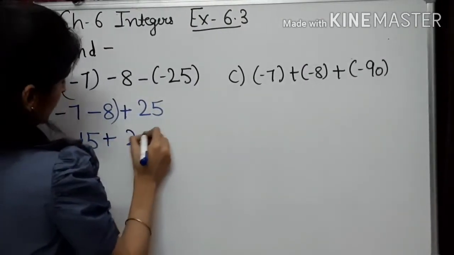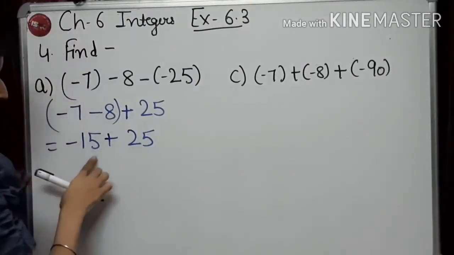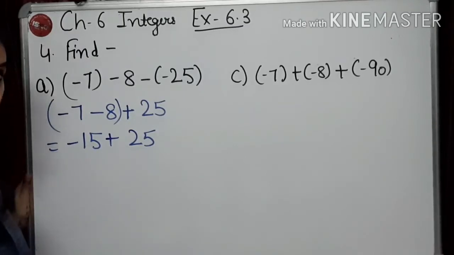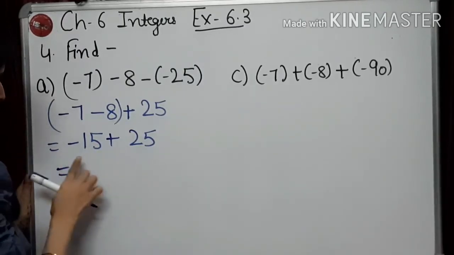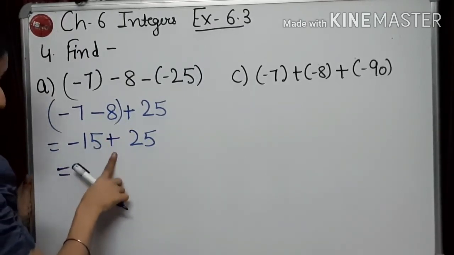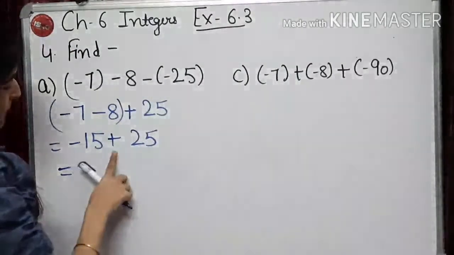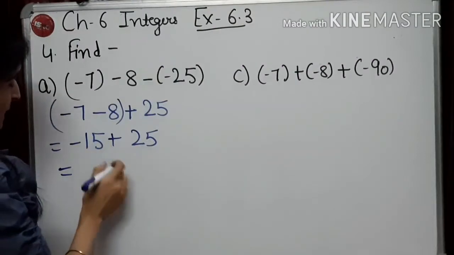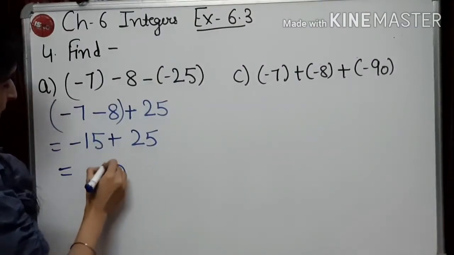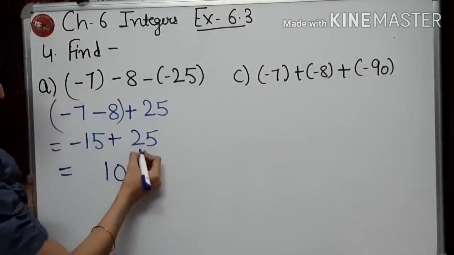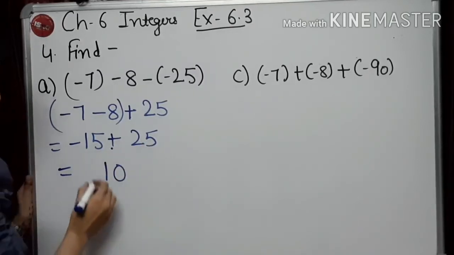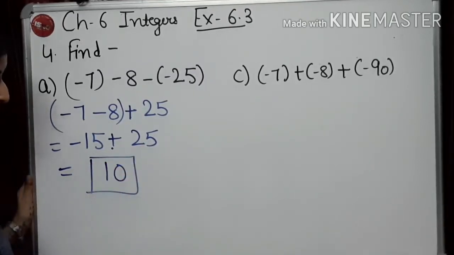Plus 25. So minus 15 plus 25. Again we have one negative sign and one positive sign. So we will do subtraction, but sign will be of greater number. 5 minus 5 is 0. 2 minus 1 is 1. And the greater number sign is positive. So we don't need to write positive.